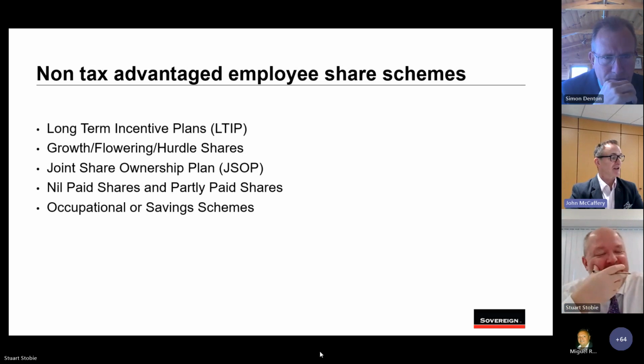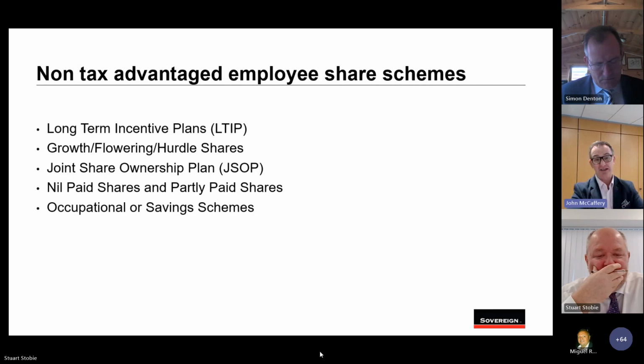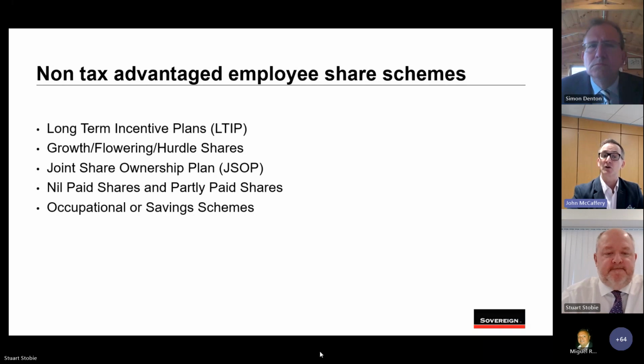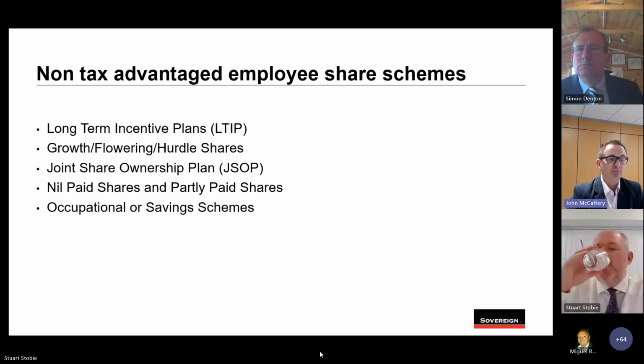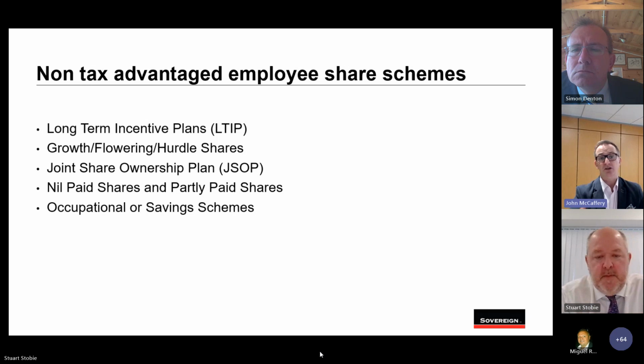Joint share ownership plan. So a joint share ownership plan is quite a complicated arrangement, actually, and they're not used very frequently anymore. It's probably because there are simpler arrangements in place, such as the growth flowering hurdle shares. A joint share ownership plan splits the legal title and the beneficial title of shares in a company for the benefit of employees. And the only way really to split legal and beneficial title is to have the shares held in trust for the benefit of the employees.